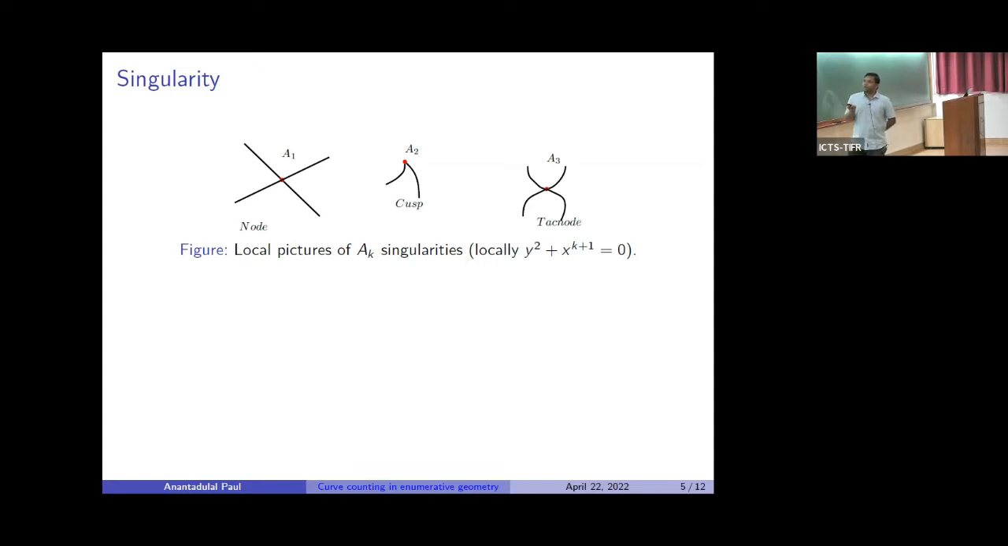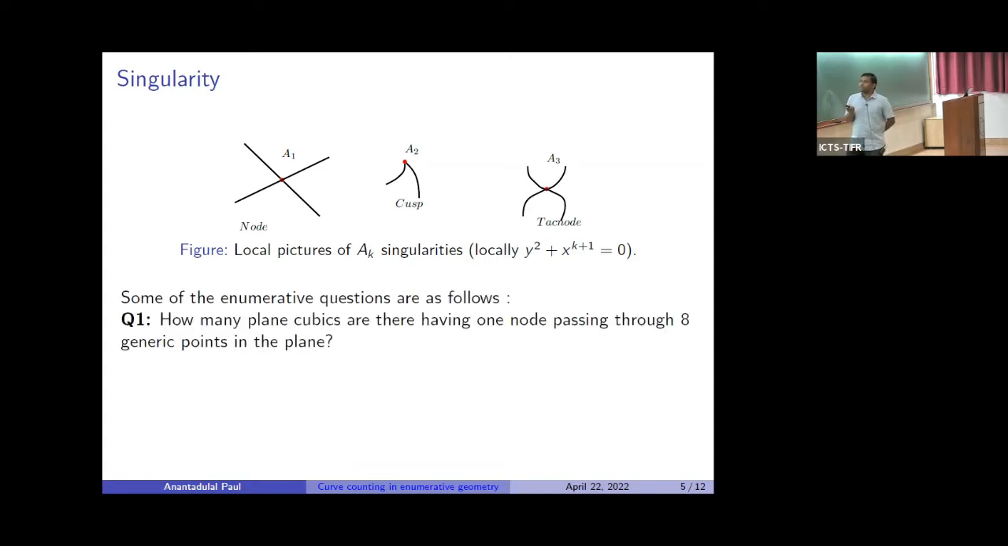So now you can rephrase your question in terms of this singularity. Earlier my question was, I'm counting plane cubics through 9 points. Now I drop 1 point and then say these plane cubics pass through 8 points. And now I have one more freedom, so that one more freedom I am fulfilling with the node.